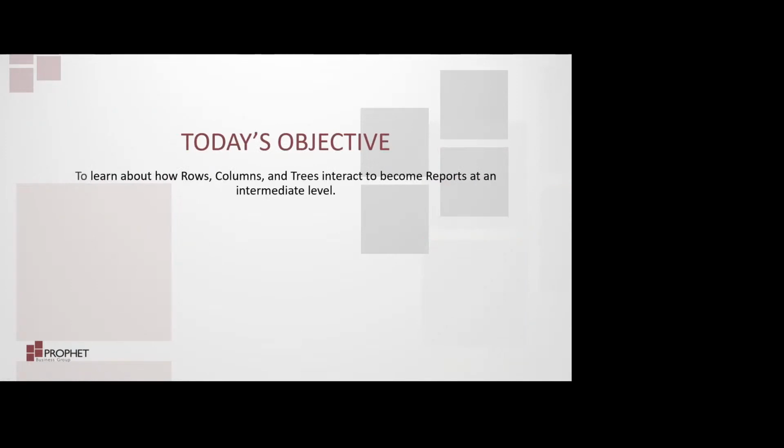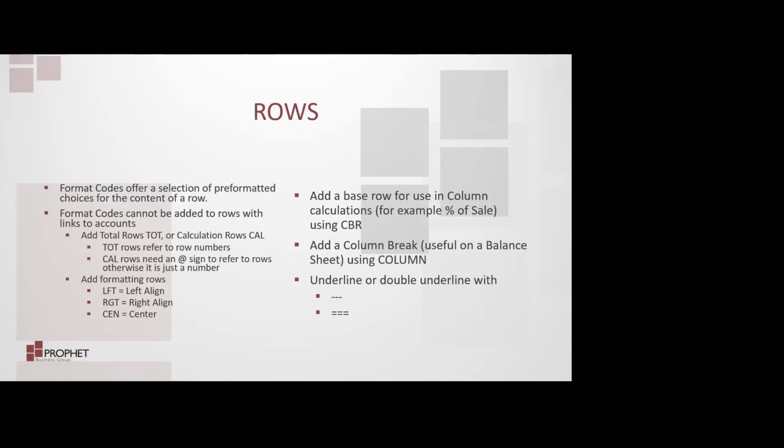Today's objective is to learn how rows, columns, and trees interact to become reports at an intermediate level. Starting with rows, if we look at format codes, they offer a selection of pre-formatted choices for the content of a row. Format codes cannot be added to rows with links to accounts.